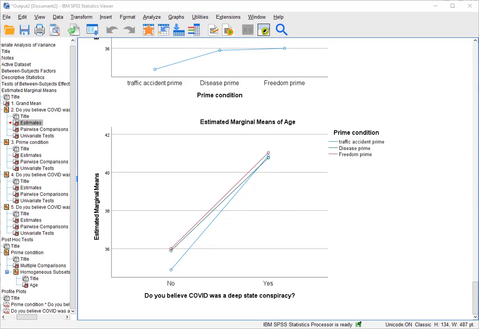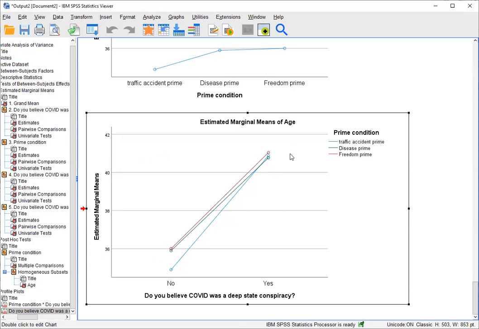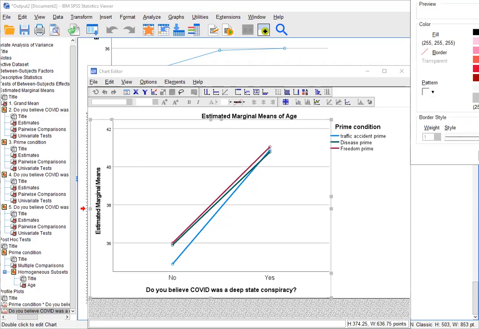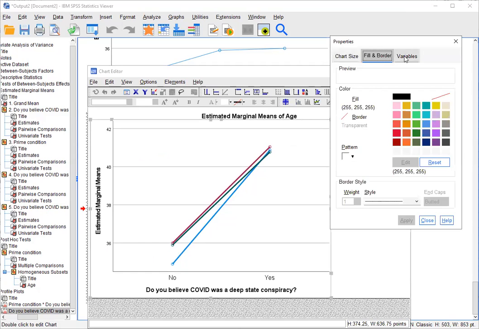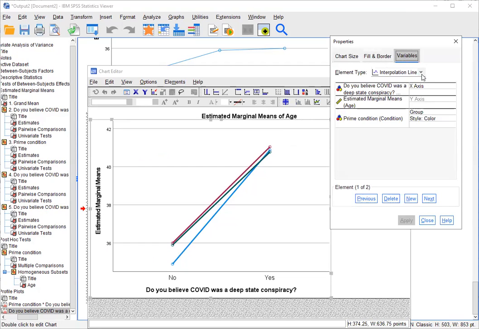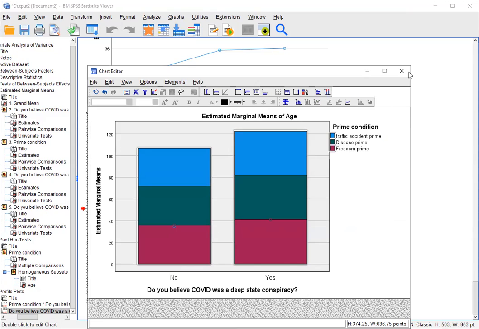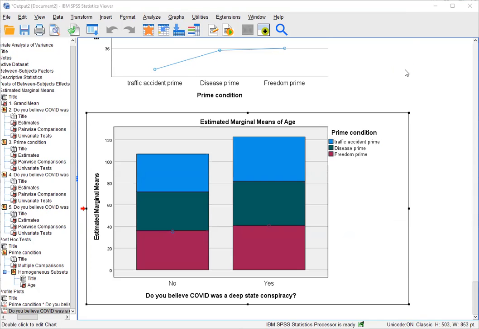So you could also get bar charts. If we double click on this, let's see if we can change it to a bar chart. Sometimes you can, but it looks like you can, element type. Okay, yeah, it won't work like this. I'm going to run it one more time and repeat it slowly, and we'll do it the other way.